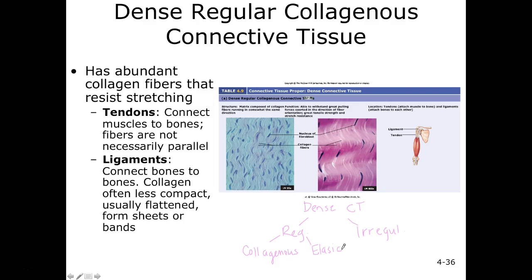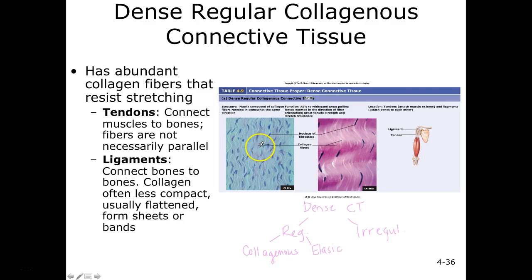Of course, it's called this because it's abundant in collagen fibers, and it's going to resist stretching. So we're going to really find this within our tendons and our ligaments. Remember that our tendons connect muscles to bone, whereas ligaments are connecting bone to bone. And when we look at this within our slide, it kind of has a wavy pattern to it.